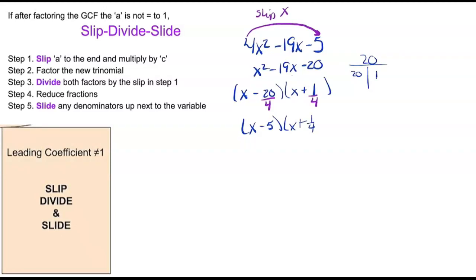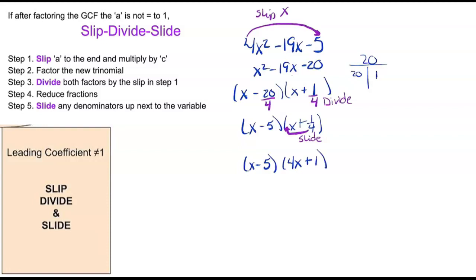We have one more step. It says I need to slide. And what I need to slide is any denominators. x minus 5 doesn't have a denominator, but x plus 1/4 does. So I'm going to take this 4, and I'm going to slide it and put it right in front of that x. So let me rewrite this as our final answer. So x minus 5 doesn't have a slide, so I'm going to go ahead and write x minus 5. And then I'm going to slide that 4 up, so it becomes 4x plus 1.